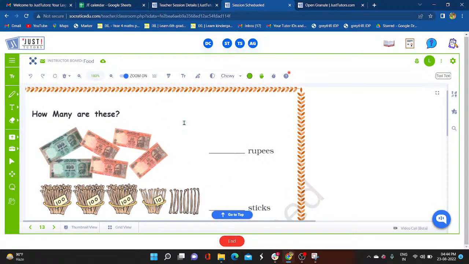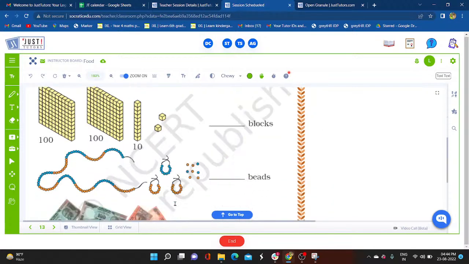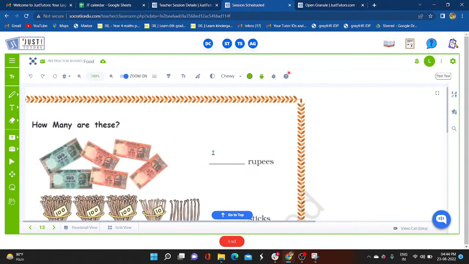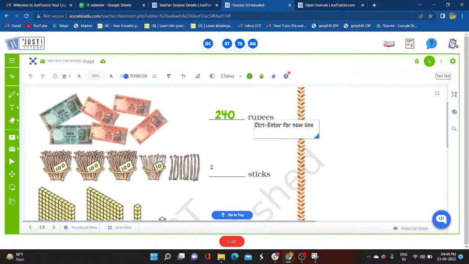Now match how many are these. Now we have to count the money or the images and write. Now the first one we have 200 rupee notes and four 10 rupee notes, so that would be 240 rupees. The next one we have 300 bundles, one 10 bundle and the other ones are 1, 2, 3, 4, 5, 6, 7, 8, 9. So that's 319.